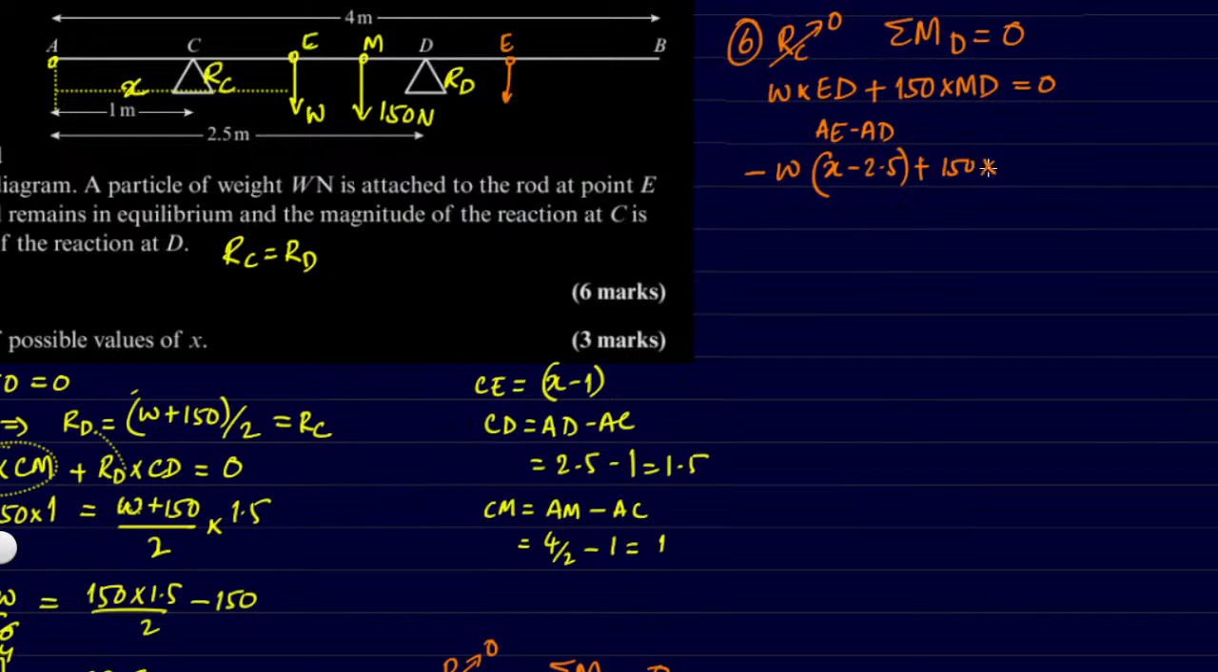Okay, MD is how much? MD is AD minus AM. AD is 2.5 minus 2. That is 0.5. Total 0. So this term is negative. Send to the other side. W into X minus 2.5 equals 150 into 0.5.